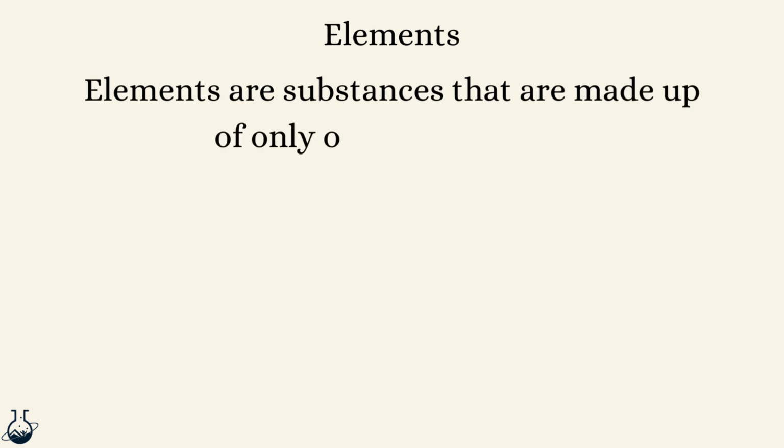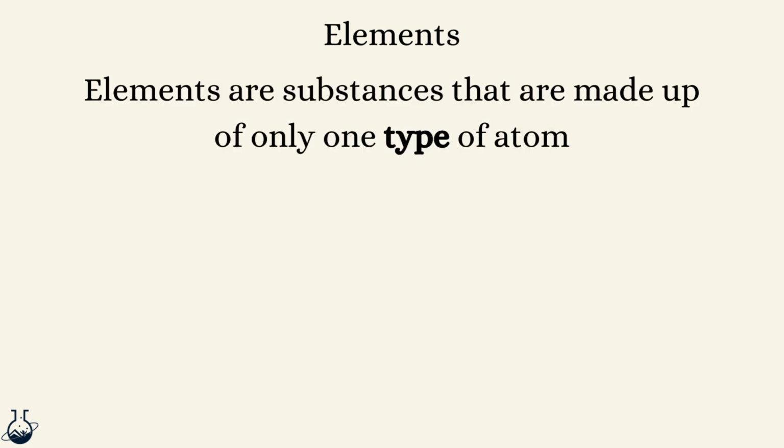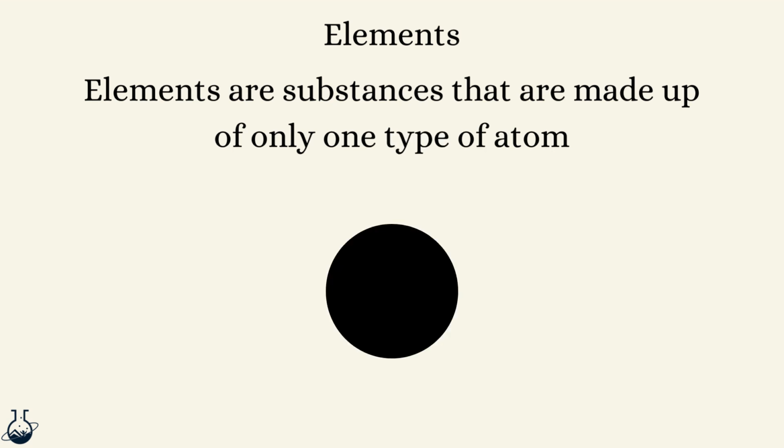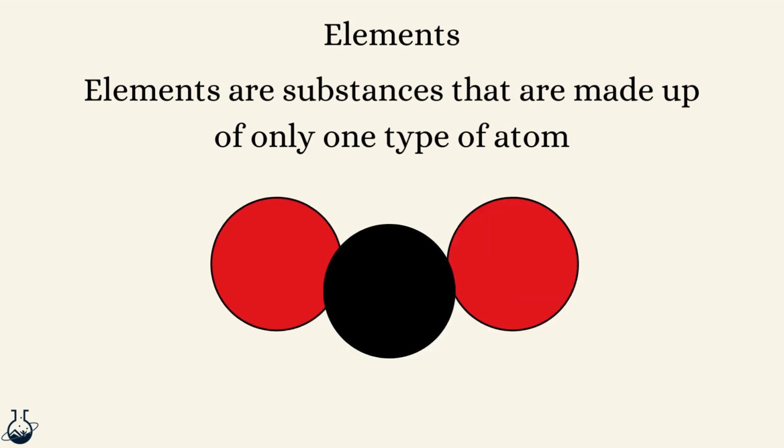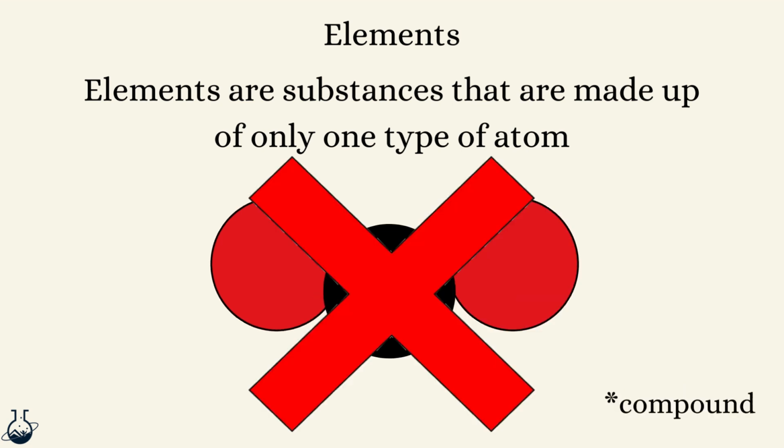Elements are substances that are made up of only one type of atom. That's the key here. One type of atom. Yes, there are two atoms here, but they are the same type. We call this diatomic. One type of atom? No. This is a compound made of two or more different types of atoms. More on this in another video.